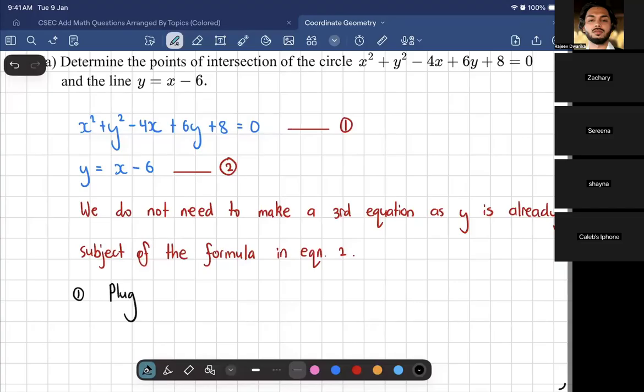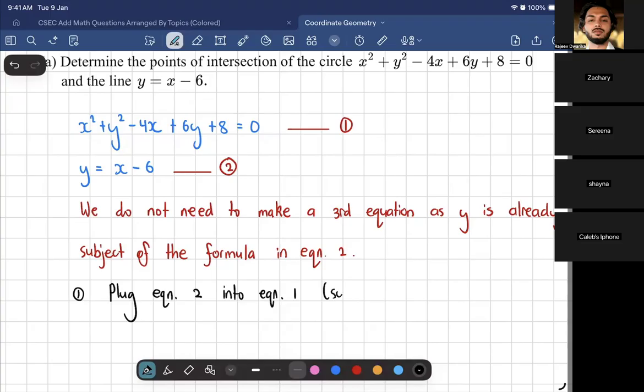I'm writing it in simple terms, right? But the real word you want to use here is substitute. That's why we call it the substitution method. So you're going to plug equation 2 into equation 1. And what does this mean?